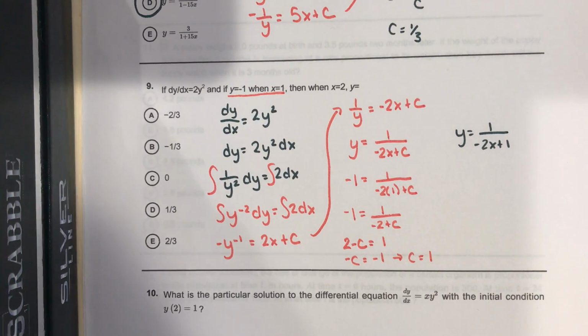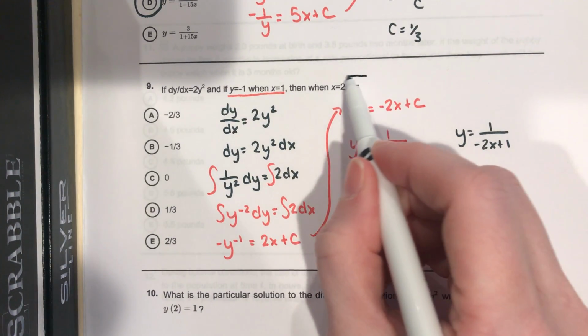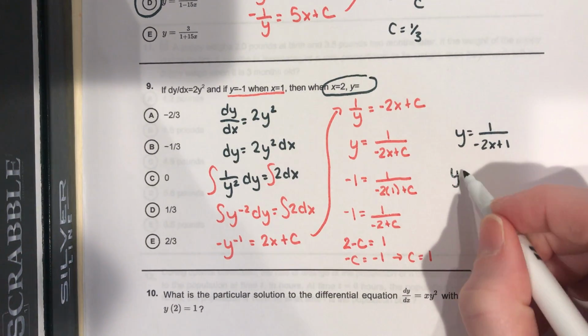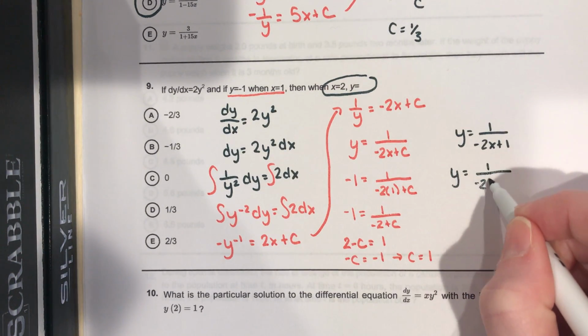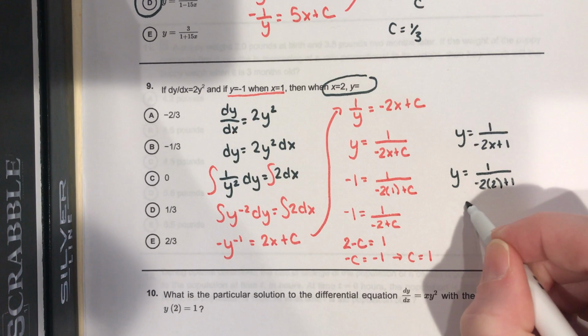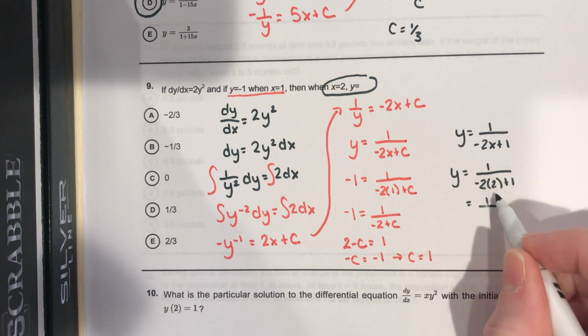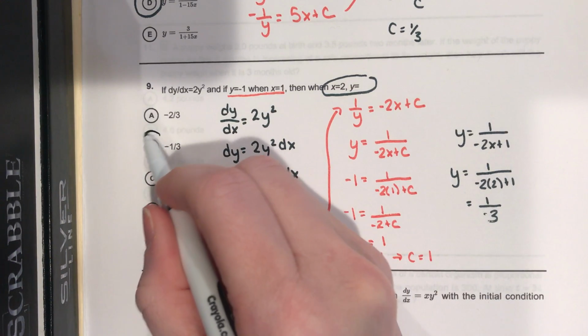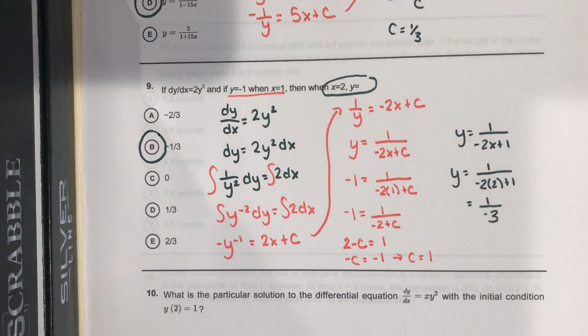So now I'm going to keep solving. They tell us when x equals 2, y equals what? So now I'm going to plug in 2 for x. That gives me 1 over negative 4 plus 1, so negative 3. Final answer is B.